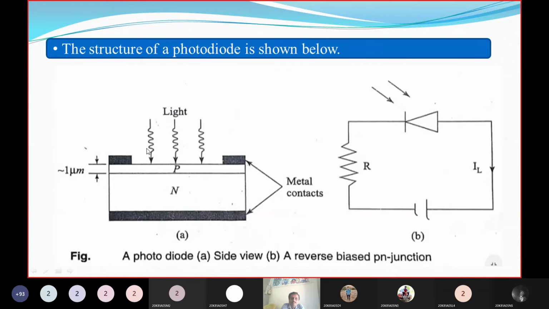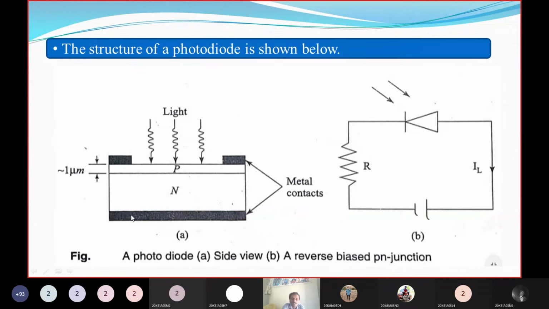Here the structure is similar to whatever the LED structure is. The photodiode structure is also the same. Now see here, this is the metal substrate, same. How to prepare the LED is also the same like that only. Here also the construction of this photodiode is the same as the LED.